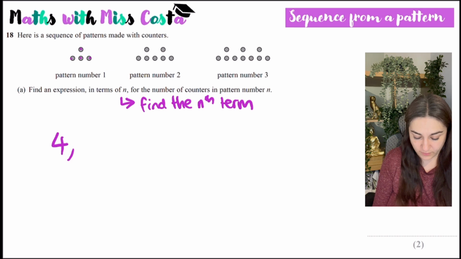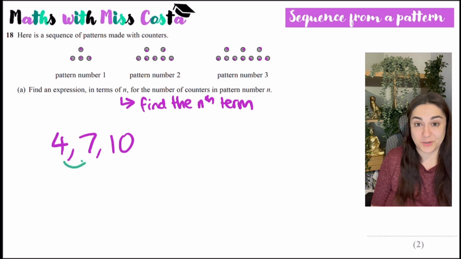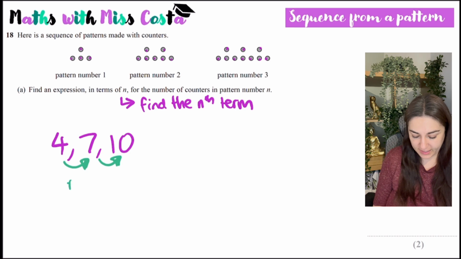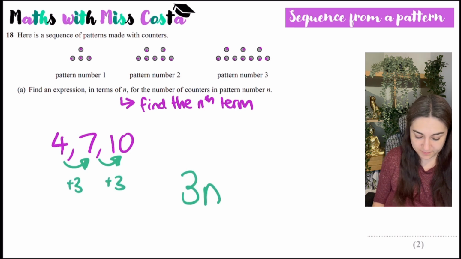So we've got 1, 2, 3, 4 in pattern number 1. 1, 2, 3, 4, 5, 6, 7. 1, 2, 3, 4, 5, 6, 7, 8, 9, 10. Okay, so what I want to do when I've got expressions is I want to see what it's going up in. So my sequence is going up in 3s each time. So that means it's going up in the 3 times tables.